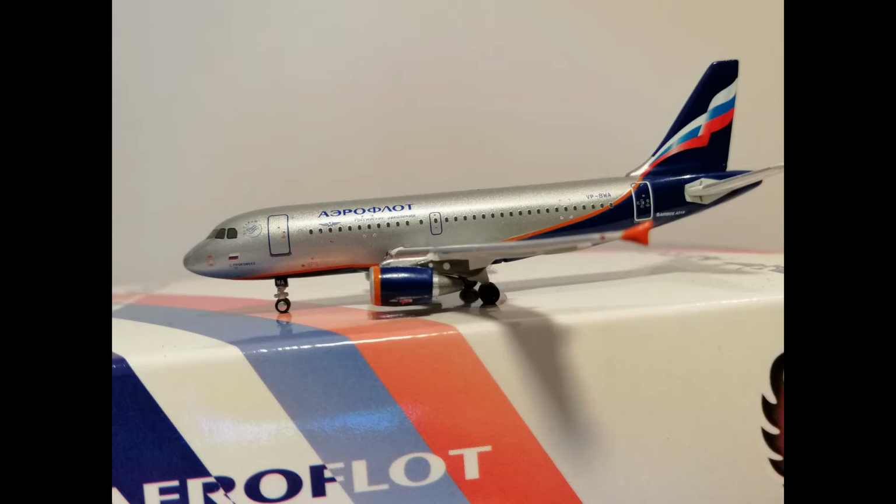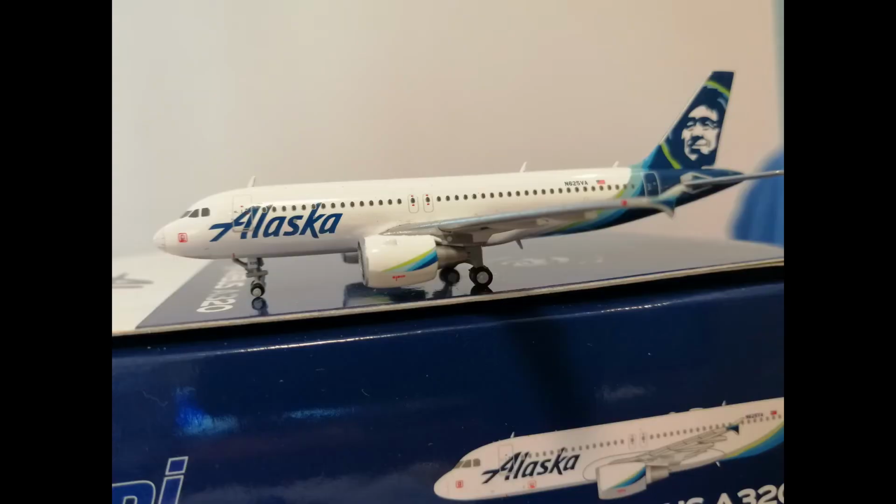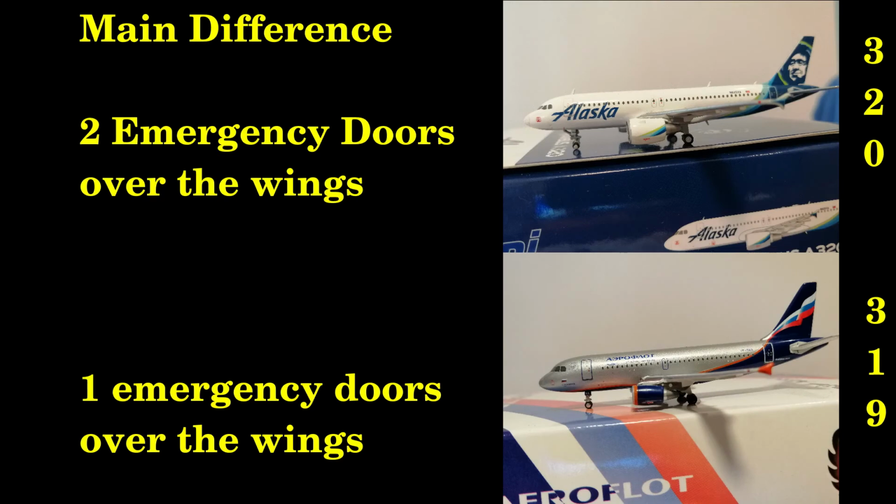And we are going to compare it with the A320 of Alaska Airlines, which is an American carrier, as the name says, having especially routes in the west of the US, but also some routes across the US too. So what is the difference? You can see, or maybe you could see before in the two pictures, that the Alaska Airlines A320 has two emergency doors over the wings, and the A319 only one over the wing.